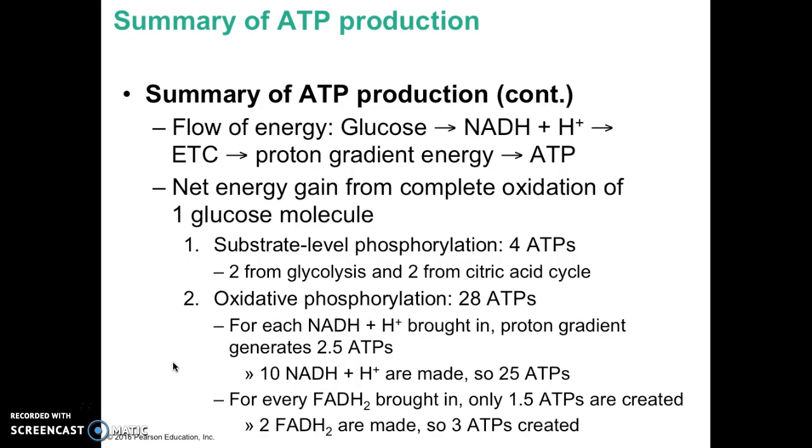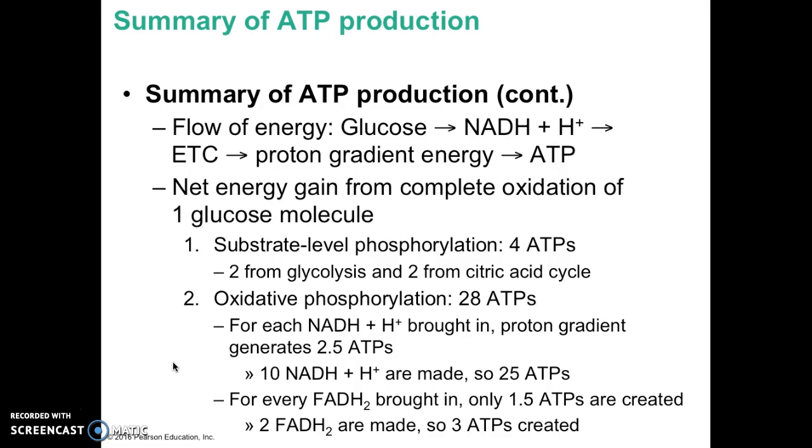The flow of energy is as follows. Ingested glucose is converted to NADH plus H plus, which goes through the ETC, creating a proton gradient, which makes ATP. Now the net gain from the complete oxidation of one glucose molecule. In substrate level phosphorylation, we make 4 ATPs, 2 from glycolysis and 2 from citric acid cycle. In oxidative phosphorylation, we make 28 ATPs.